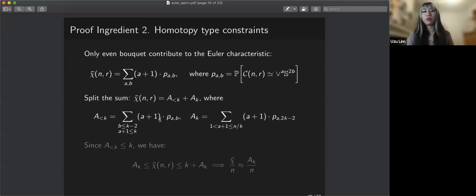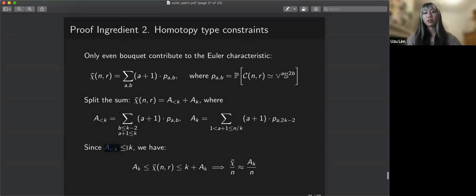So as per just now, we split the sum into less than k plus ak. And this is exactly the two-way split I was talking about just now: one stays finite, another can grow to infinity. So since a less than k is less than k, we have that chi bar is bounded between ak and k plus ak, so that when you divide it by n and n grows to infinity, these normalizations are approximately the same.